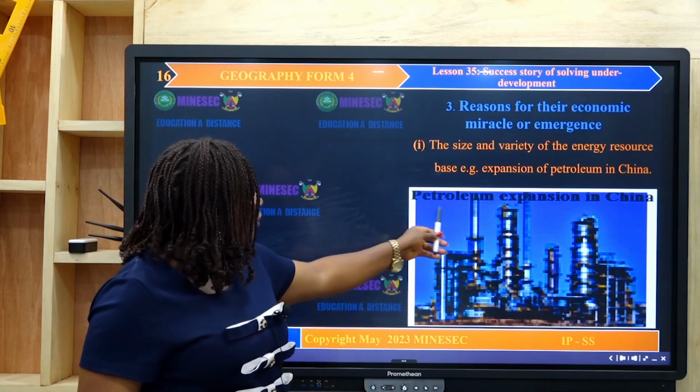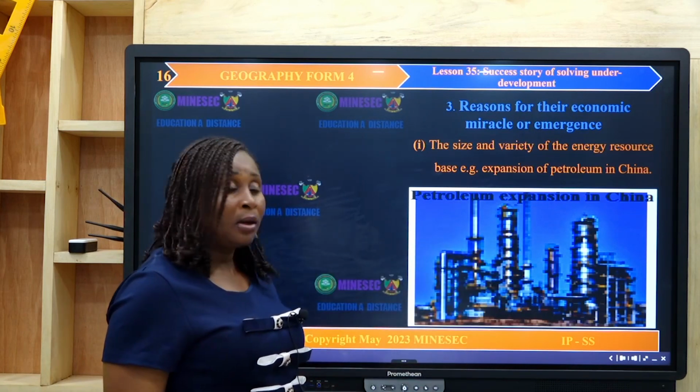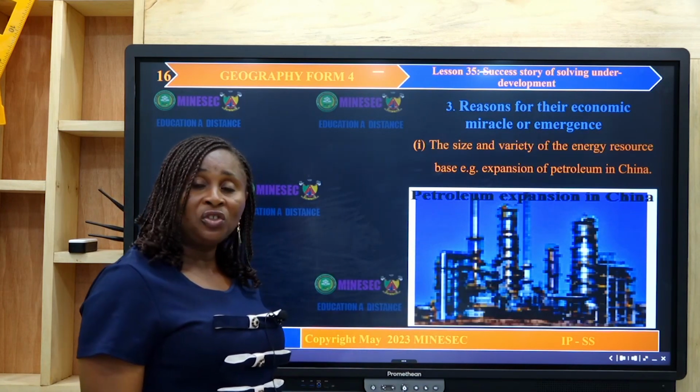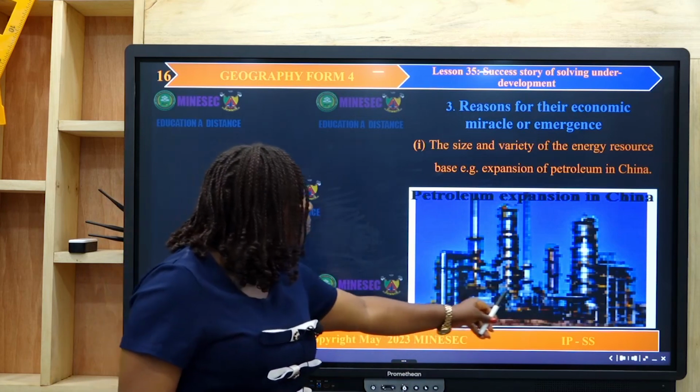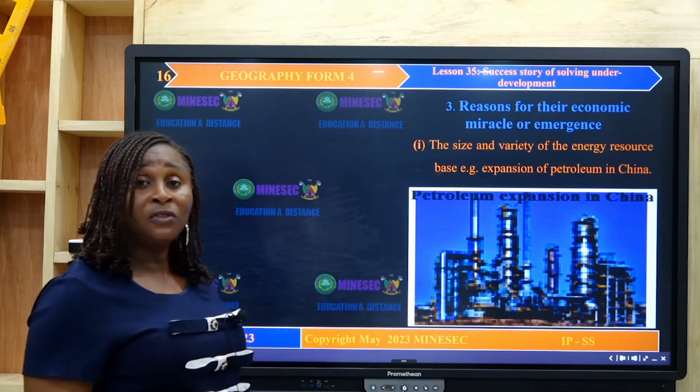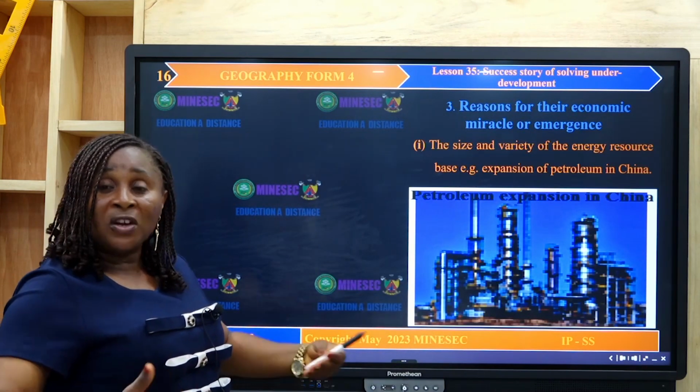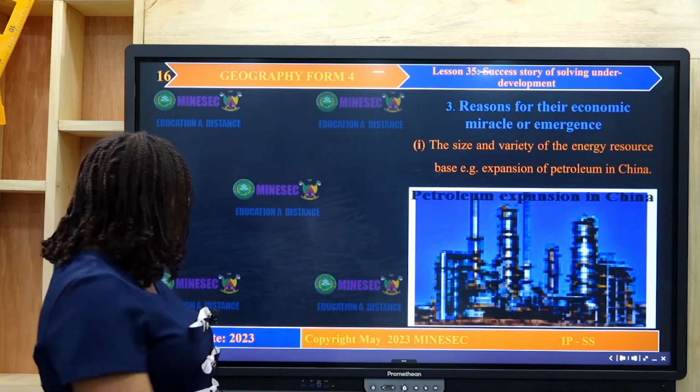Now you look at petroleum expansion in China. This is just one of the newly industrialized countries. And these are the petroleum plants in some parts of China, which has fostered industrial growth.